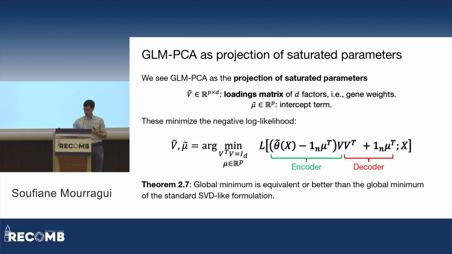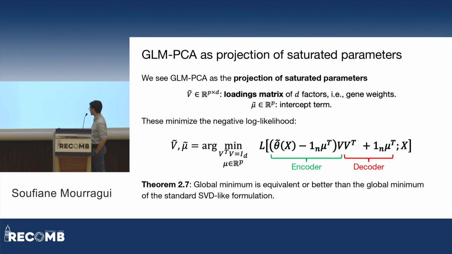And to basically scale it to larger data sets, what we do is to use the saturated parameters to compute a loading matrix that corresponds to a matrix of P, so D latent factors, or D GLMPCs, times the number of features, plus an intercept term, and we try to minimize the reconstructed likelihood. So I'm going to walk you through this optimization scheme.